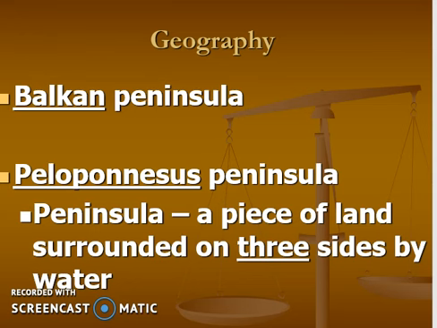We've talked about the Italian peninsula before, but we've never defined the word peninsula. A peninsula is a piece of land surrounded on three sides by water. So Italy is a peninsula, Florida would be a peninsula, and in Greece, the two peninsulas that we will cover are the Balkan and the Peloponnesus.